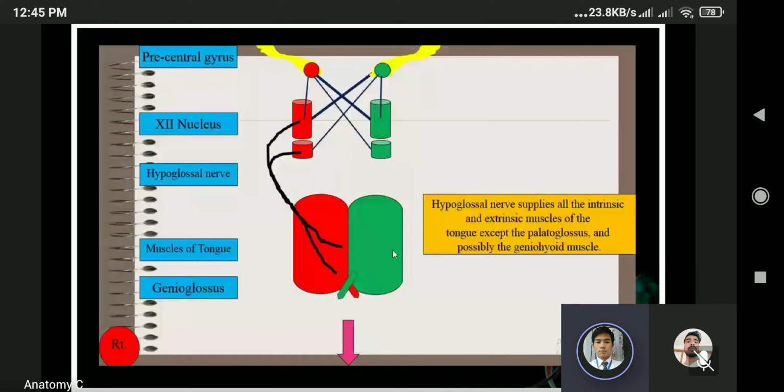Okay, so this is all about today's class. This is the last one. Let's see over here. This is the lower motor neuron.